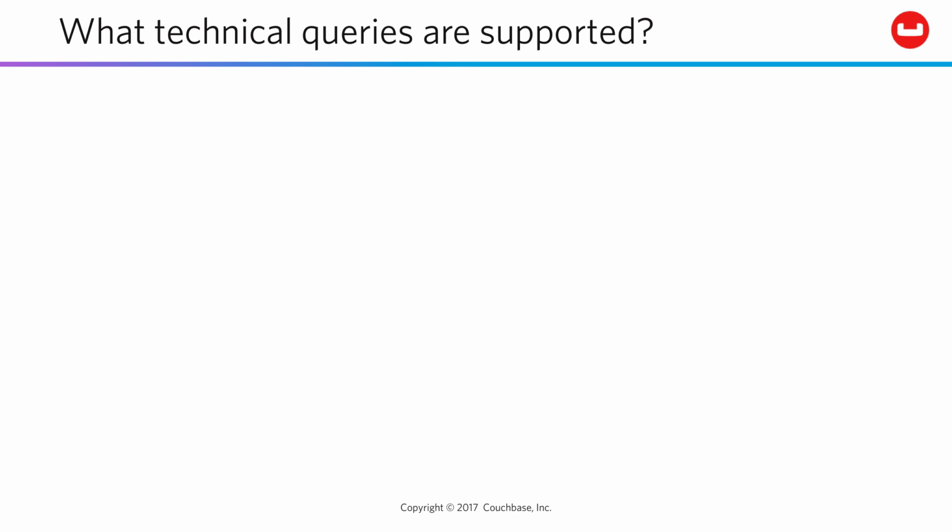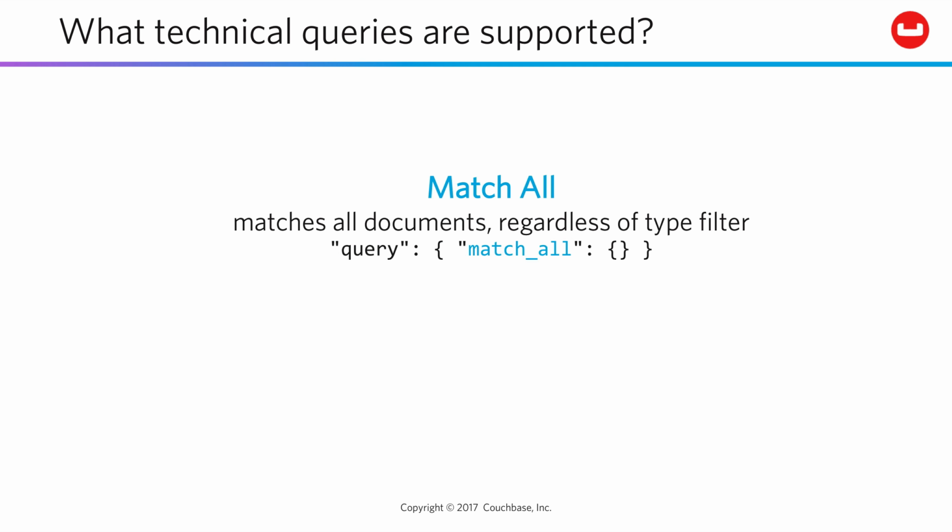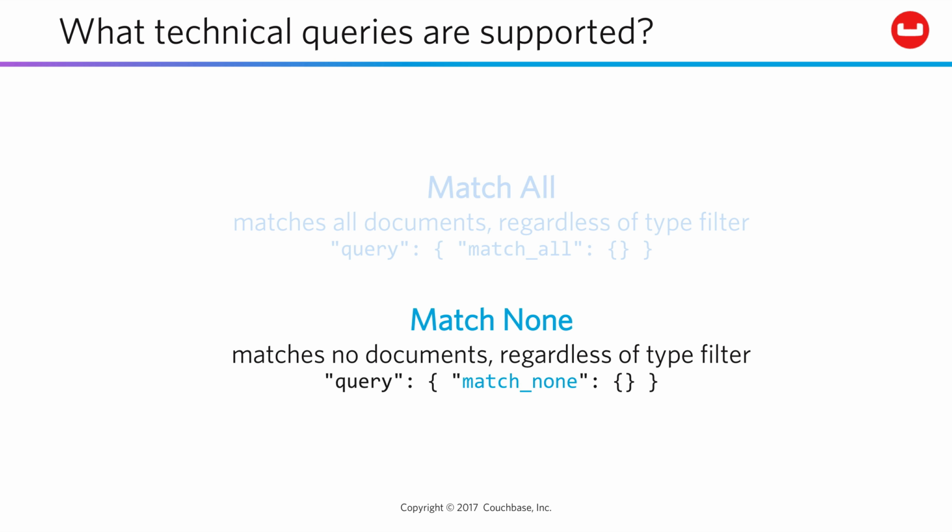The last piece to cover in our survey of supported queries are two technical query types which may be useful in some compound queries. A match all query matches all documents in the whole target bucket without regard to any type filter. And a match none query matches no document in the bucket, regardless of any type filter.